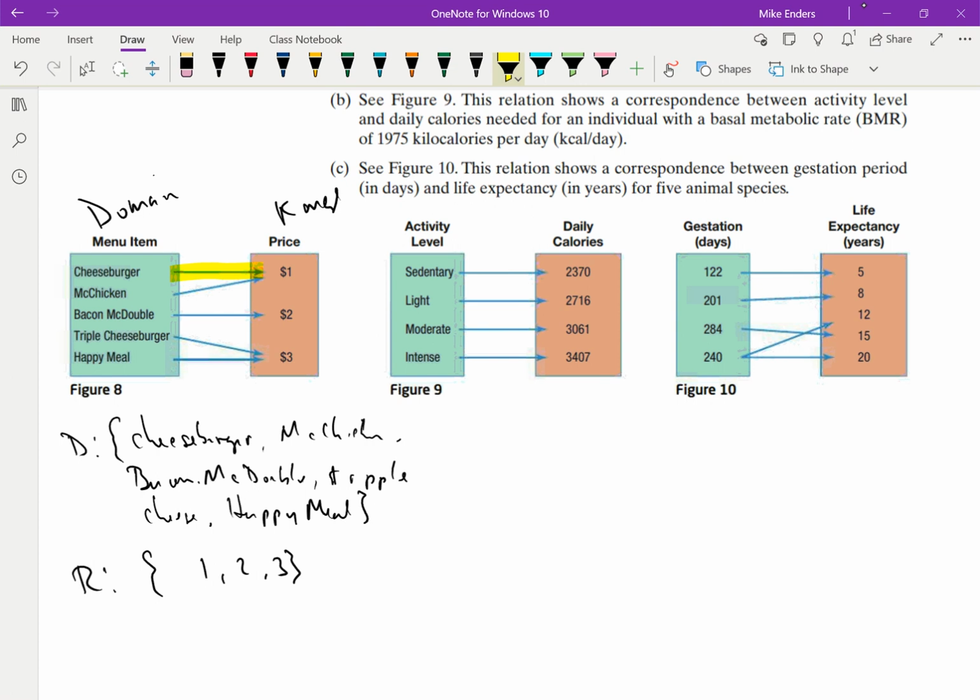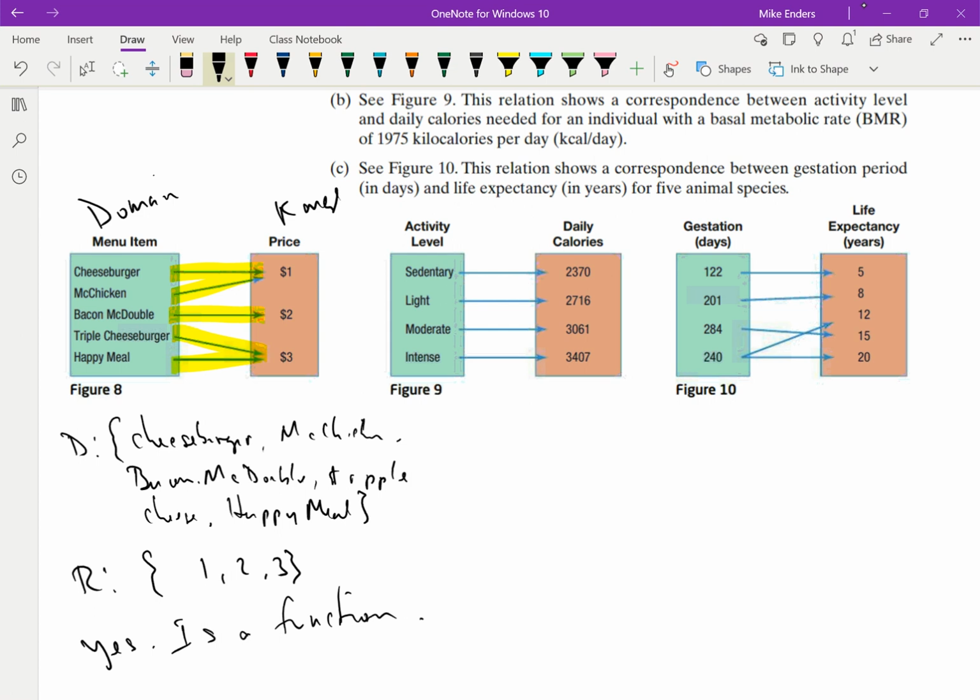The prices can repeat themselves. We have multiple items that are $1. A cheeseburger is $1 and a McChicken is $1. That's okay, and we're still a function. Our bacon McDouble is only $2. Triple cheeseburger is only $3. Half meal is only $3. So for every menu item, there is only one price associated with that particular menu item. In this case, yes, this is a function. It does satisfy the idea.